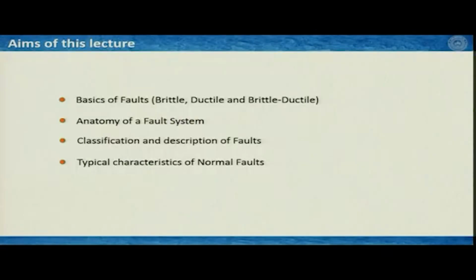So, we will start at the very beginning, with why we have a structure like faults, and then we will see the brittle, ductile and brittle-ductile types of faults. We will start by showing you how these things occur in nature. Then we will jump directly into brittle faults. We will start with the anatomy of fault systems, the different morphologies, geometries and so on. Then we will classify the faults and describe the faults and their structures. Then we will discuss a little bit the typical characteristics of normal faults. The thrust faults and strike-slip faults we will discuss in the next lecture.